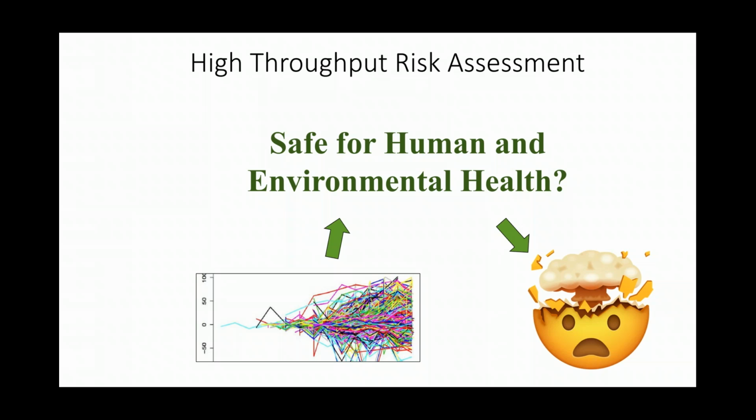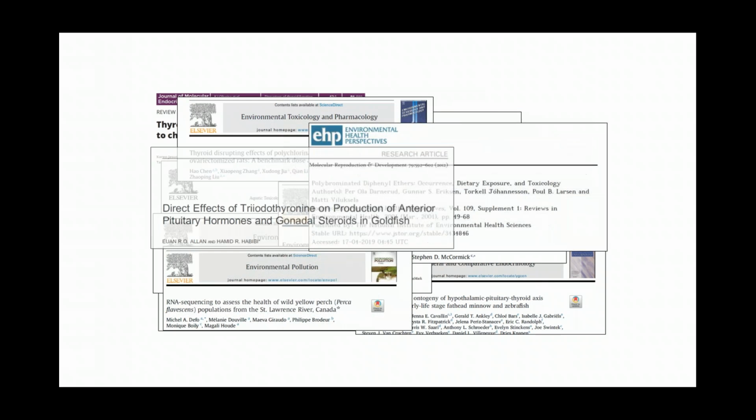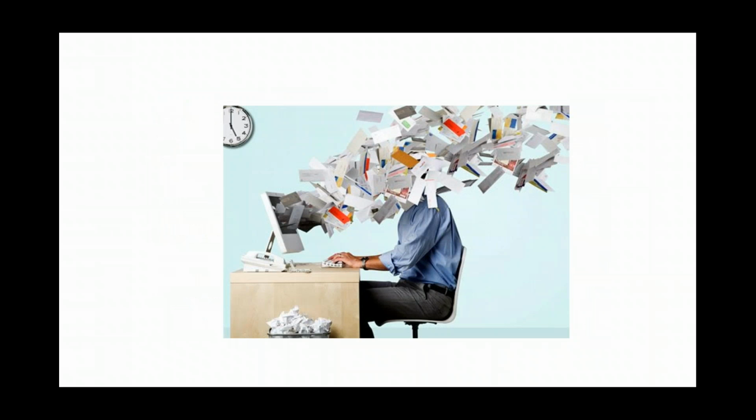Let's say even if you do identify some assays that are affected by chemicals, identifying how that assay is relevant to human or environmental health is strewn across hundreds, if not thousands and thousands of articles across the literature. So again, it is unrealistic to expect risk assessors to be experts in how all of these different endpoints that we can measure are relevant to human or environmental health.